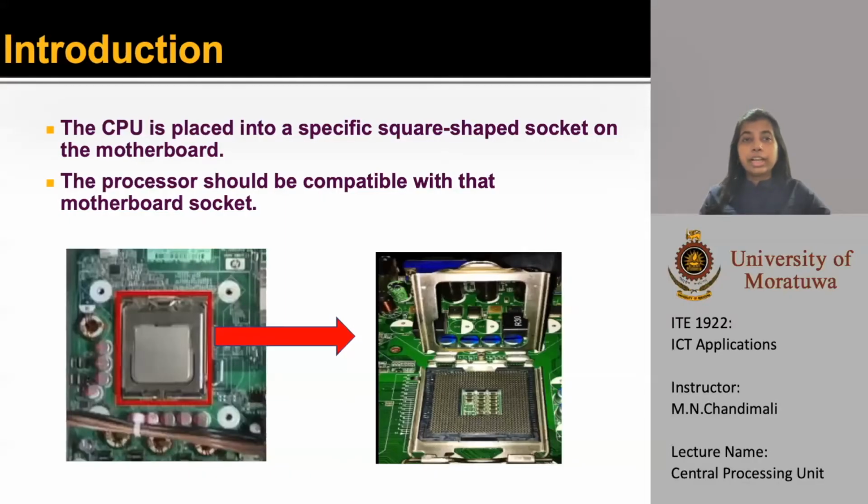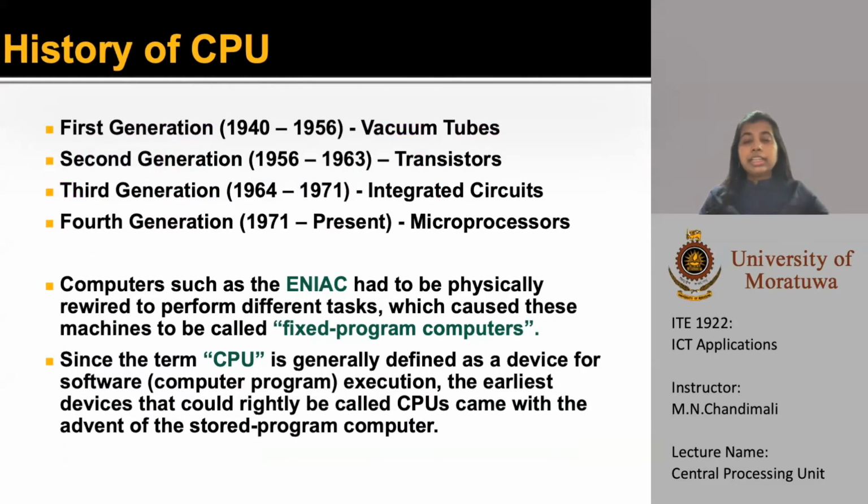Then let's have a look at where the CPU is located. On the motherboard, there's a square-shaped socket. We have to place the CPU carefully into this socket. Then let's have a look at the evolution of the CPU.